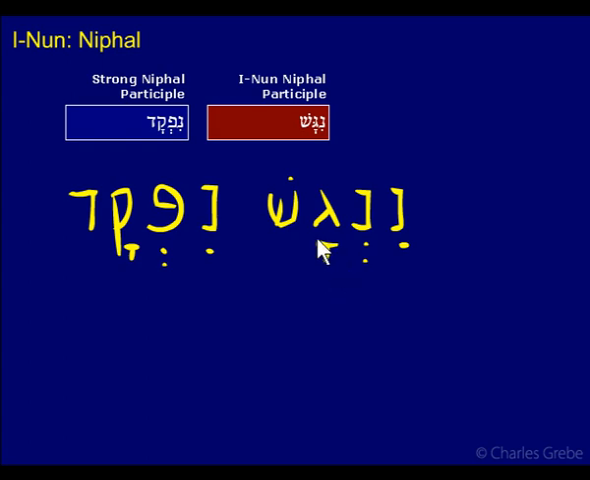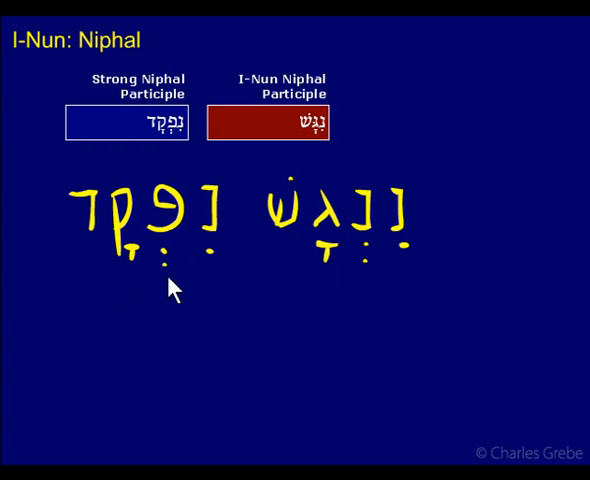Okay, we have the qamets here. Remember, the qamets marks the passive participle, or the participle for the passive binyan, for Niphal, for Pual, and for Hifil, or Hofal, not Hifil, Hofal, for the passive ones. Anyway, that's just by way of reminder.